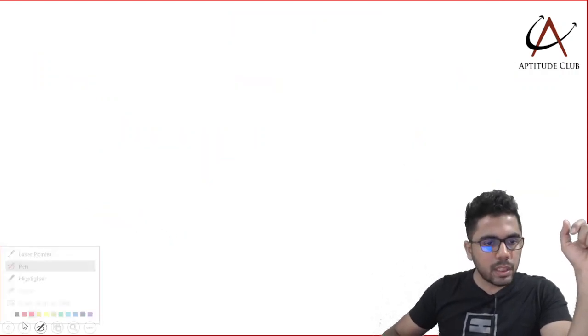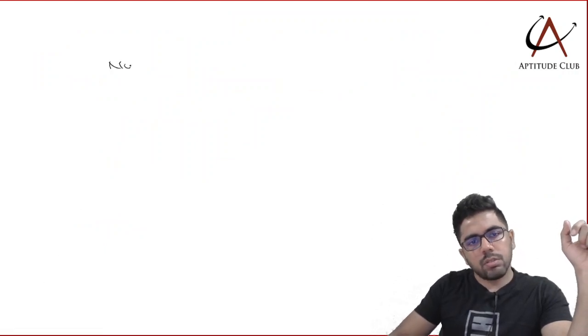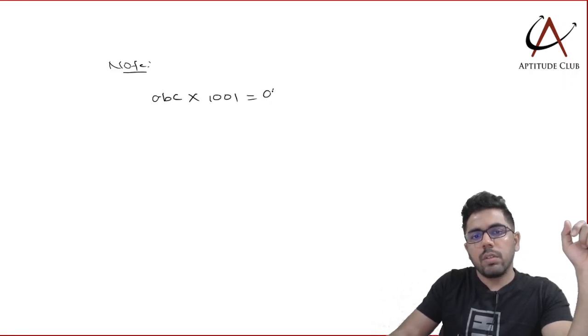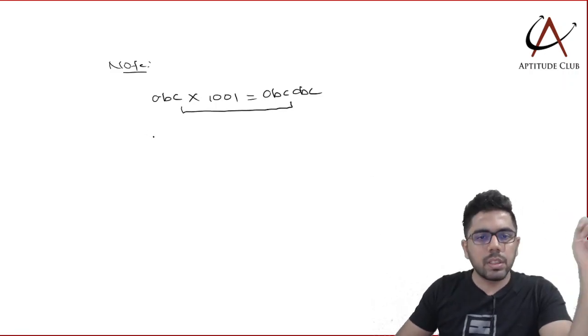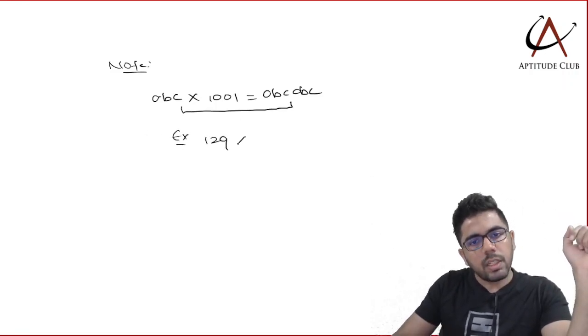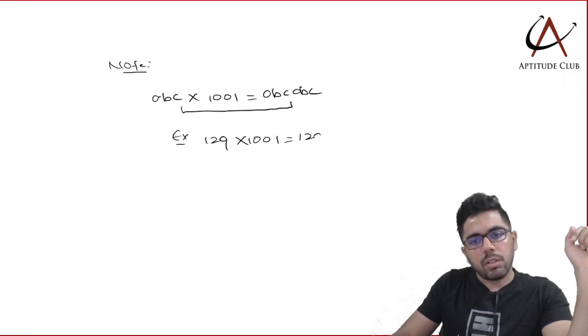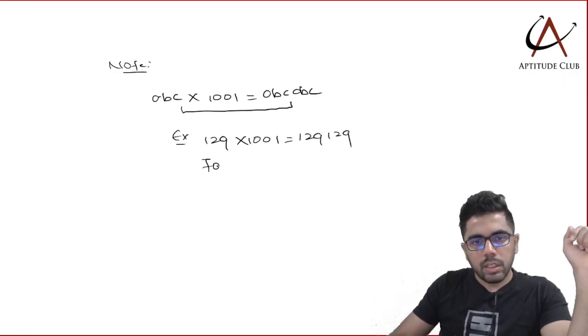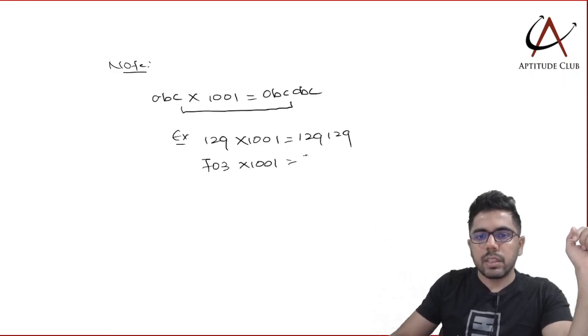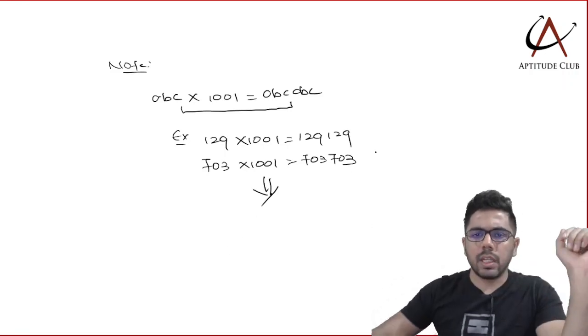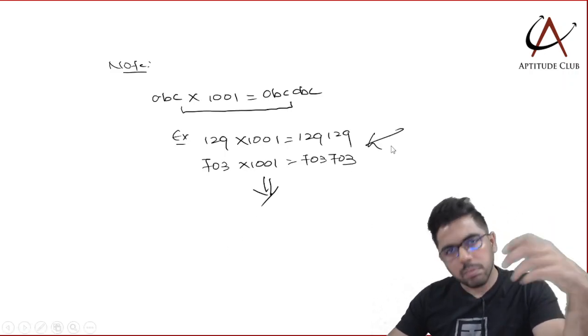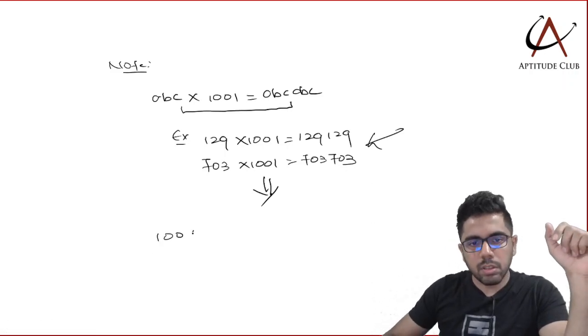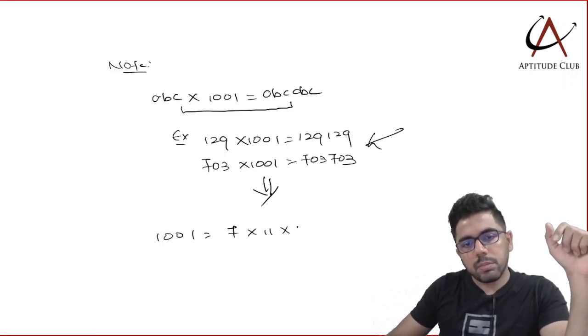Just like AB into 101, here also we have another property. Any 3-digit number ABC into 1001 will just simply repeat itself: ABC ABC. So 129 into 1001 is 129 129. 703 into 1001 is 703 703, and so on. Very simple logic. And 1001 is quite an interesting number. It is a product of 3 consecutive primes, 7 into 11 into 13.